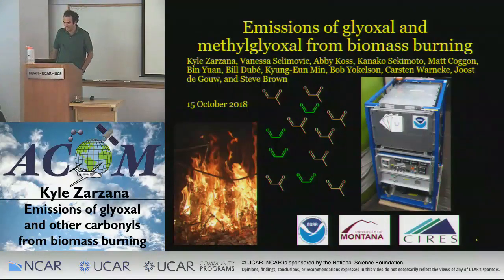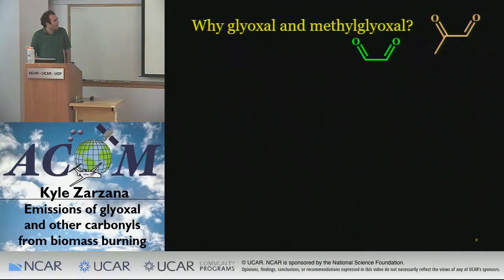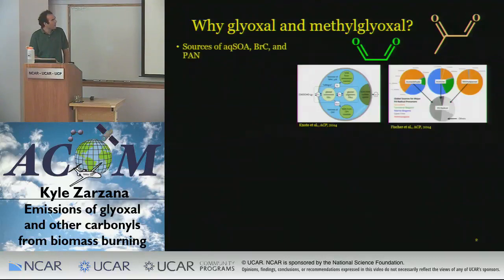Thanks, Ivan. So I'm going to talk about work that I was doing at NOAA on Glyoxal and Methylglyoxal emissions from biomass burning. So why do we care about these two molecules? This is Glyoxal here, and then this is Methylglyoxal here. There's been some work suggesting that Glyoxal is a source of aqueous SOA and potentially brown carbon. This is a figure from Christopher Knote's paper, a mechanism for getting Glyoxal into aqueous aerosol and then reacting with ammonium, which can form brown products. And then Methylglyoxal, once it photolyzes, it can go on to participate in the formation of PAN.